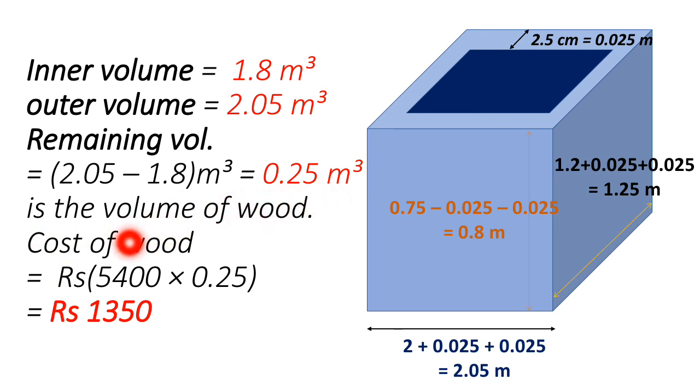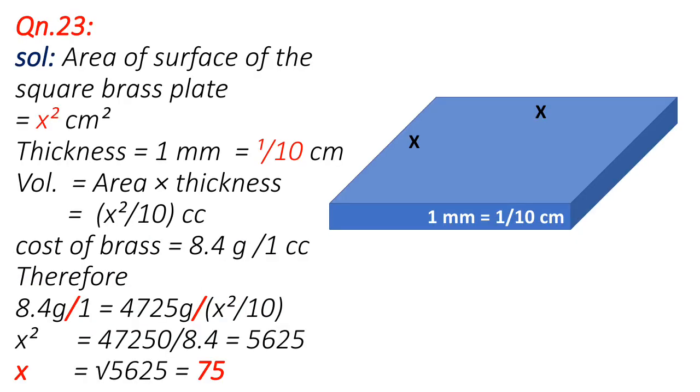The cost of wood is given as rupees 5400 for 1 meter cube. As we have the volume 0.25 meter cube, it is multiplied with 5400, and we have the answer: 1350 rupees. 1350 is the cost of the wood used in this closed box, correct. The box is closed.